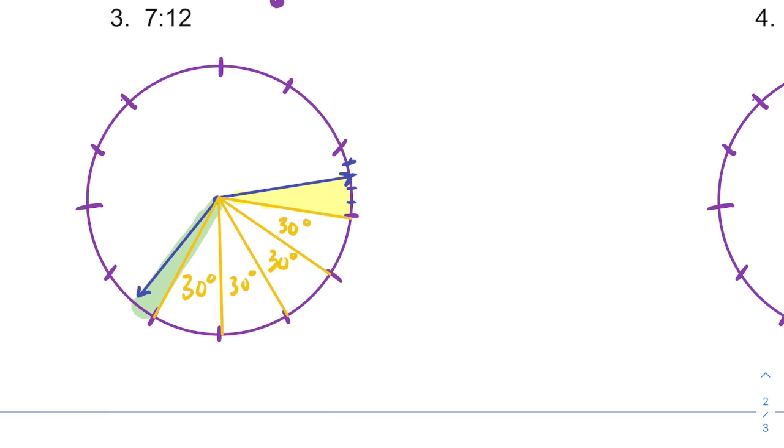So let's keep track of what we have. We have 4 sections that each are 30 degrees, and then we have 12 minutes, 12 ticks for our hour hand past the 7, each at half of a degree. So that gives us 120 degrees plus another 6 degrees. And then we need to figure out how far the minute hand has gone, or what this angle is. So the angle currently here is shaded in yellow.